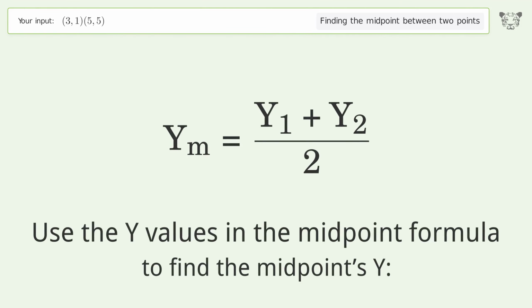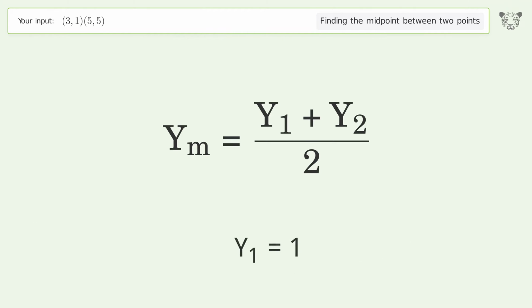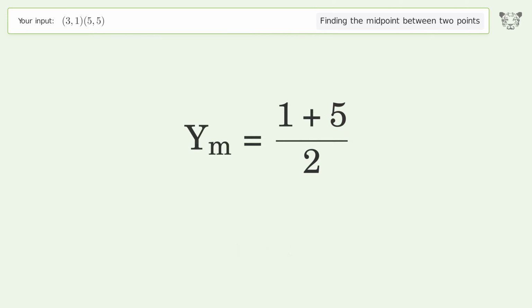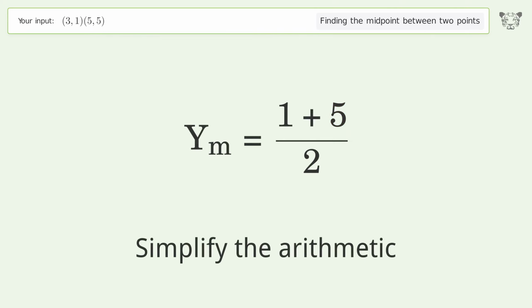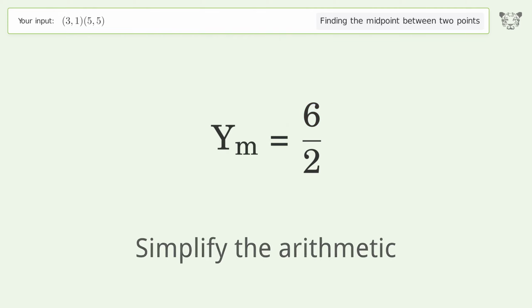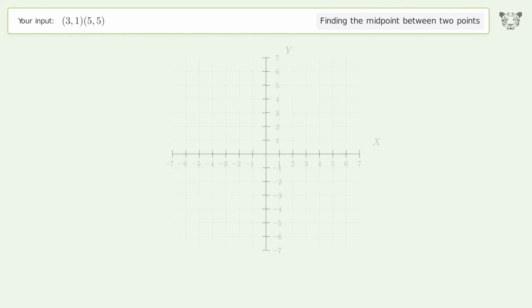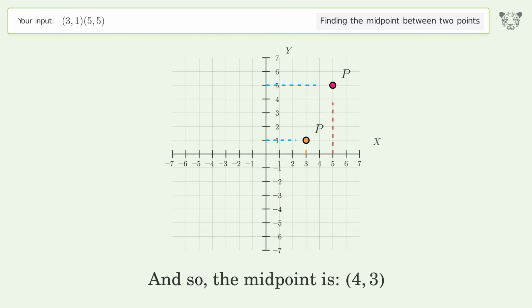Use the y values in the midpoint formula to find the midpoint's y. y1 equals 1. y2 equals 5. Simplify the arithmetic. And so, the midpoint is 4, 3.